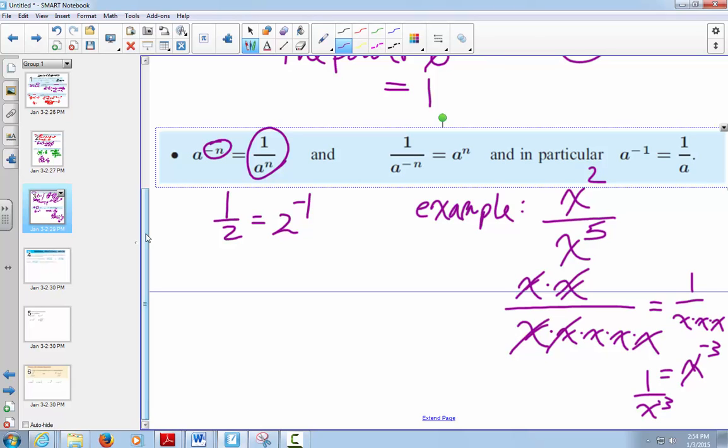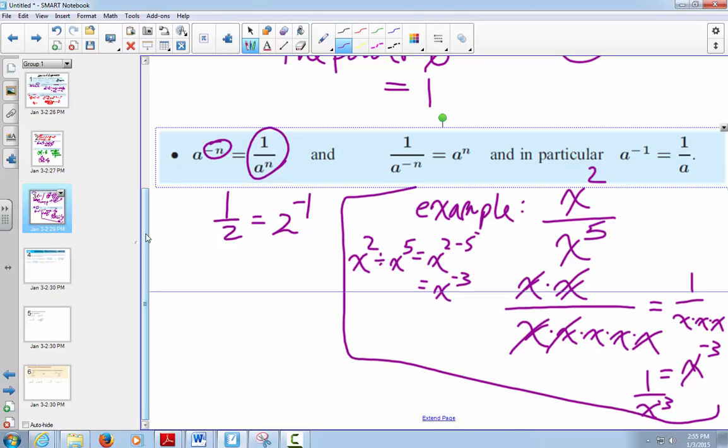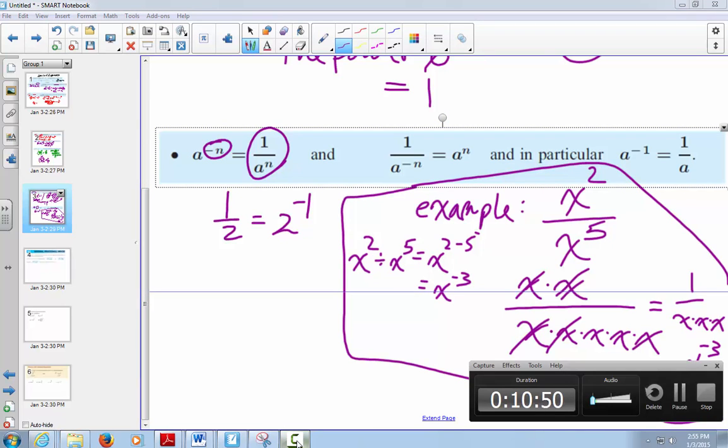So, simply x squared divided by x to the fifth equals x to the 2 minus 5, equals x to the negative 3. This is all the same thing. Hopefully that works, and we'll stop there. Continue on with another one.